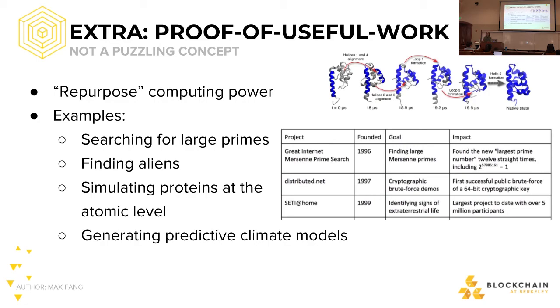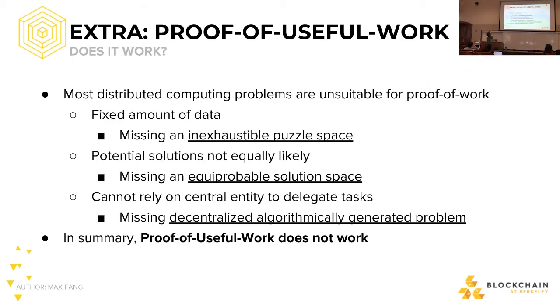It's basically, let's repurpose this computing power and let's make it solve real world issues, or at least problems that people want to solve, like maybe a math problem, searching for large primes, or maybe searching for aliens, or simulating proteins at the atomic level. Any of these different ideas, let's try and offsource this work, this computing power that's required, onto people that are mining. It seems like a win-win, right? Well, there's issues with the idea of proof of useful work. And the issue is, these useful problems usually don't work as cryptographic functions.